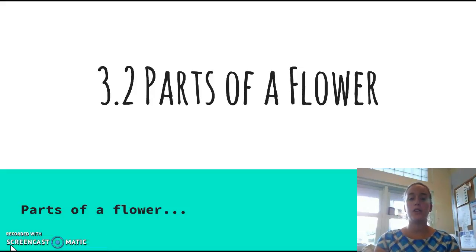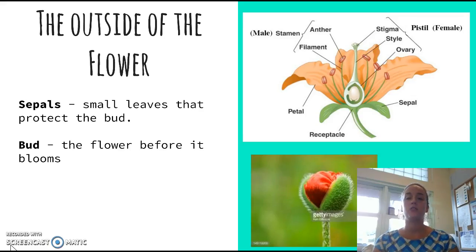Okay, today we're going to take some quick notes on a review from our flower dissection earlier today on the parts of a flower. You do need to know these parts in order to understand how flowers reproduce, how plants reproduce, which is what we'll be learning tomorrow. All right, so let's first talk about the outside of the flower.